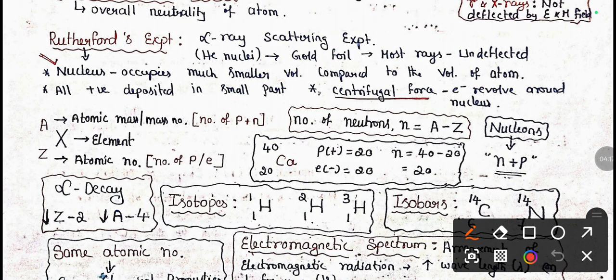Now come to the Rutherford experiment. It is also called the alpha ray scattering experiment, where Rutherford passed helium nuclei on a gold foil. He used gold foil because gold is highly malleable, and he found that most of the rays were undeflected. They passed through the atom without any deflection. Only minute particles were deflected with a small angle, and some alpha rays, around 1 in 20,000, were deflected and bounced back. That indicates that in the atom, the nucleus occupies a much smaller volume compared to the total volume of the atom.